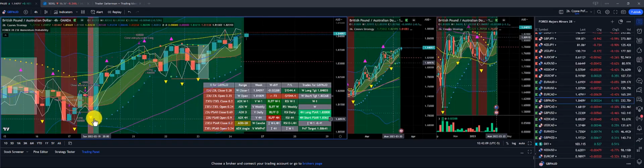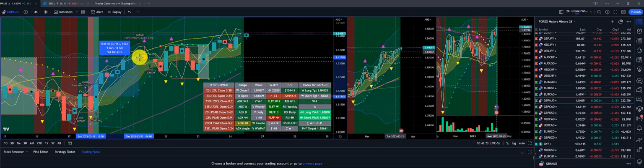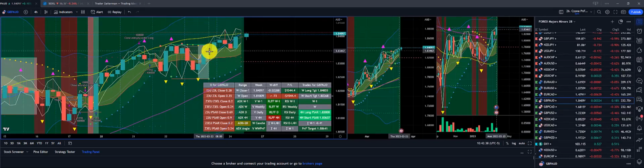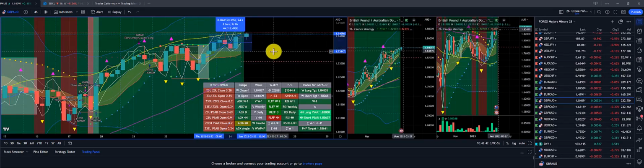British pound, Aussie dollar, everything in alignment. Overall gain. Beautiful trade going forward. Nice overall 143 pip gain. Now it did do another entry here with a PSR flip. Nice 64 additional pip gain.